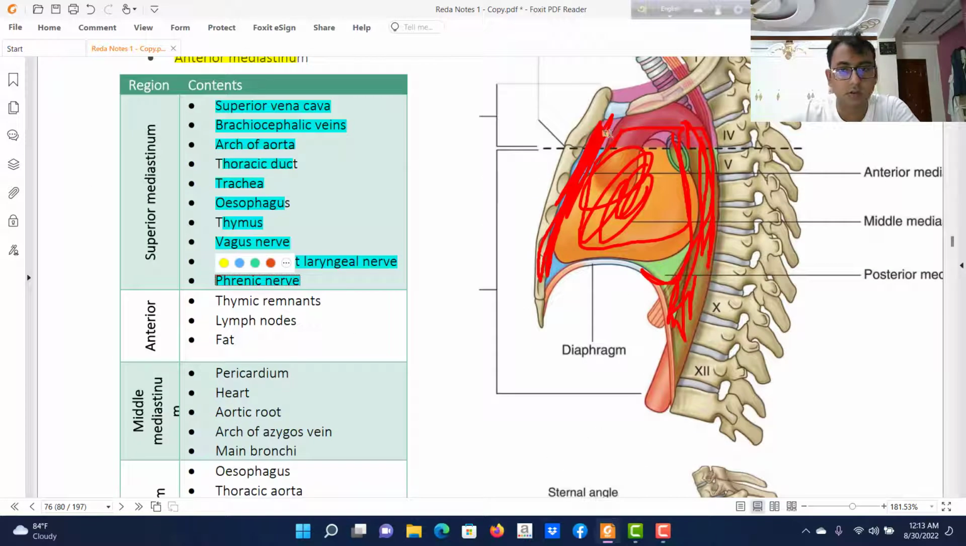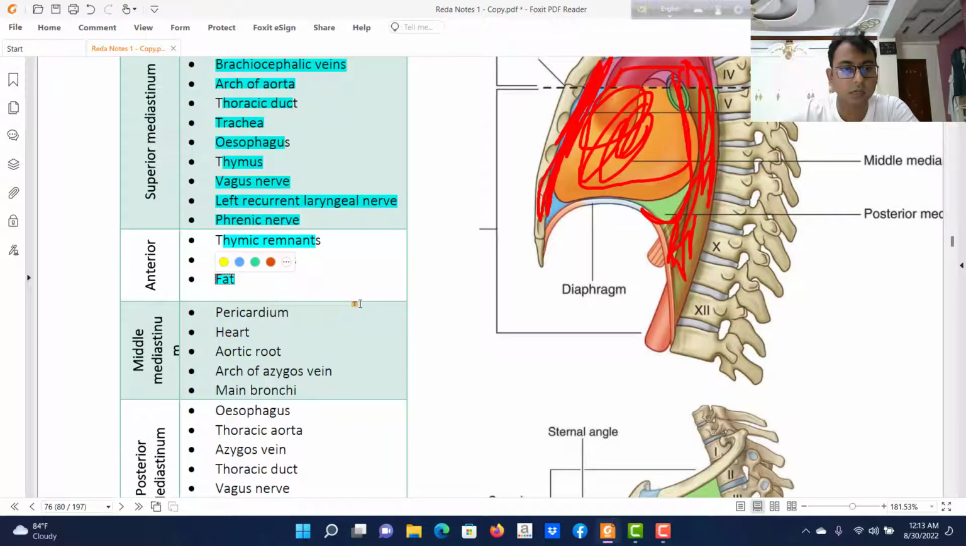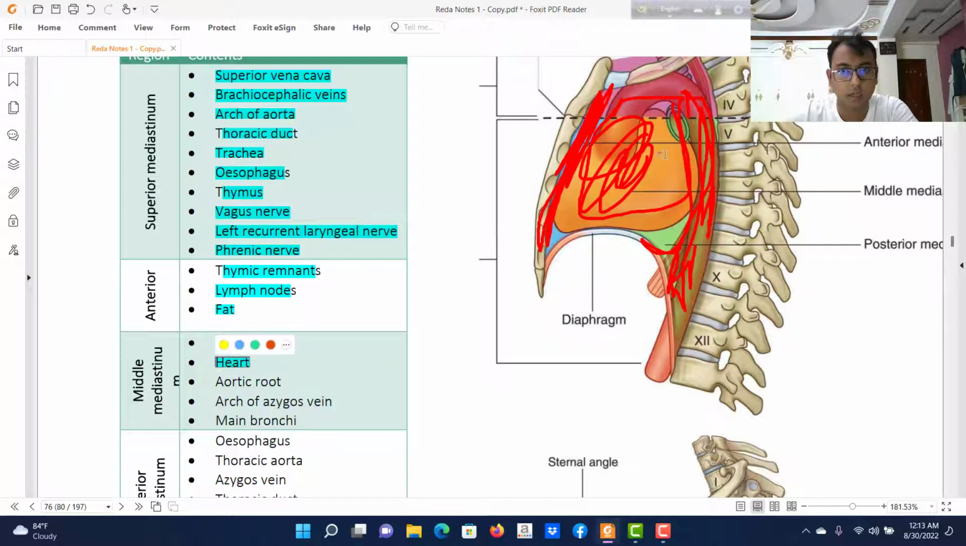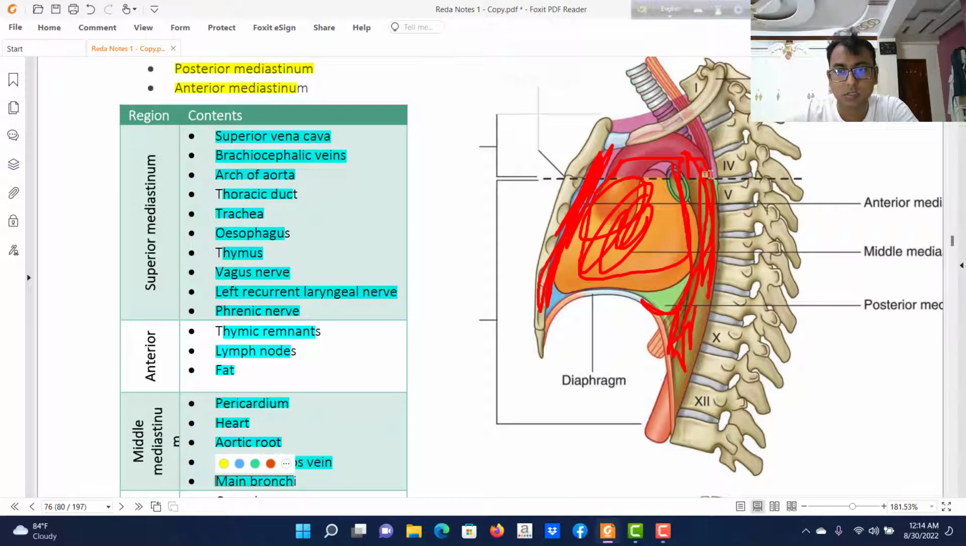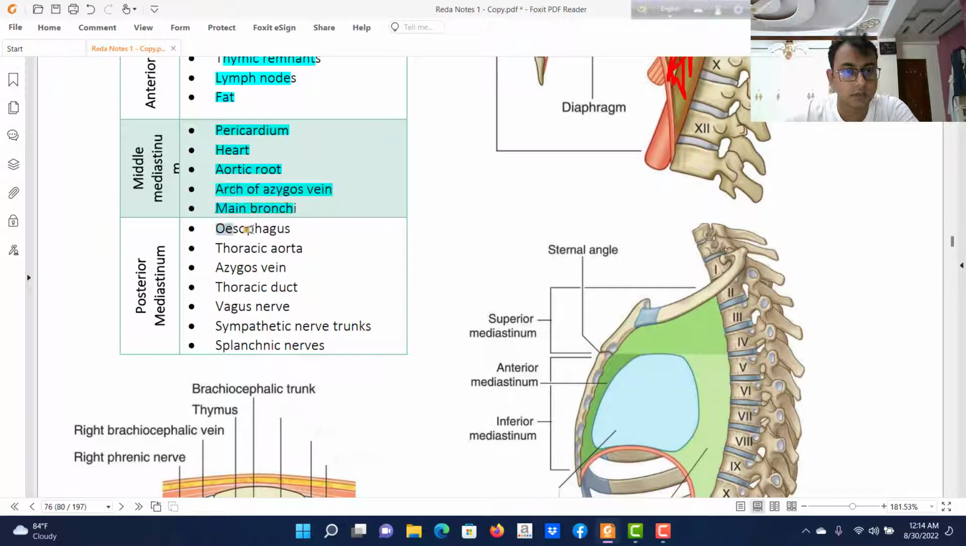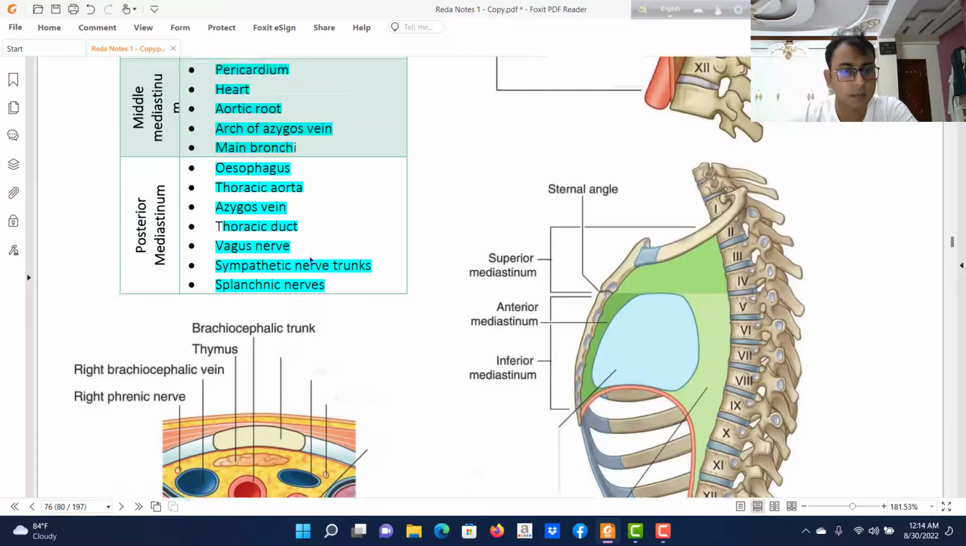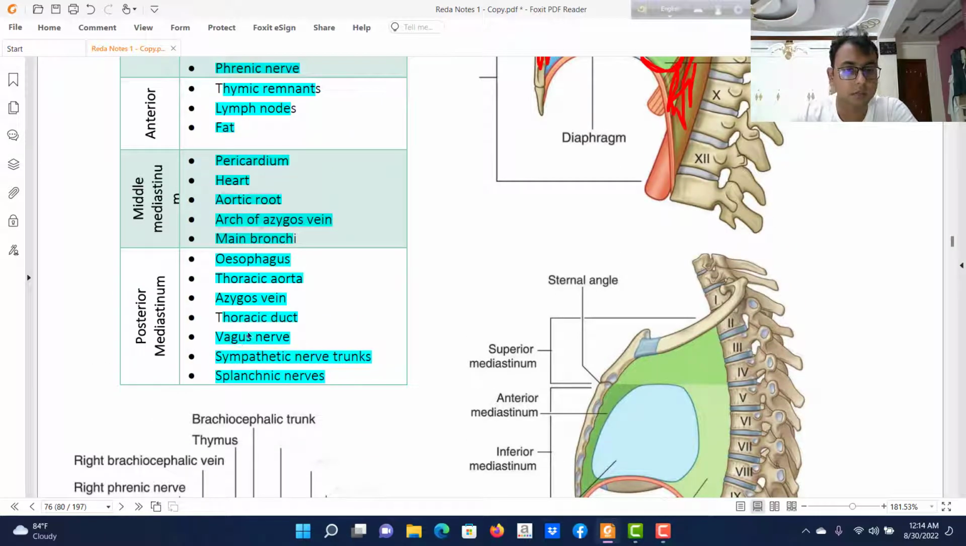Now the anterior mediastinum contains thymus, lymph nodes, and fat. The middle mediastinum contains pericardium, heart, the aortic root, and the main bronchi. And the posterior mediastinum, most important for surgeons, contains the esophagus, thoracic aorta, azygos vein, thoracic duct, vagus nerve, and the sympathetic nerve trunks and splanchnic nerves, greater and lesser splanchnic nerves.